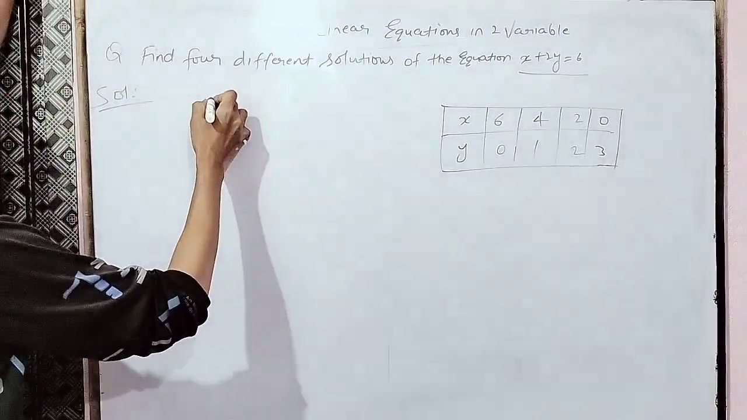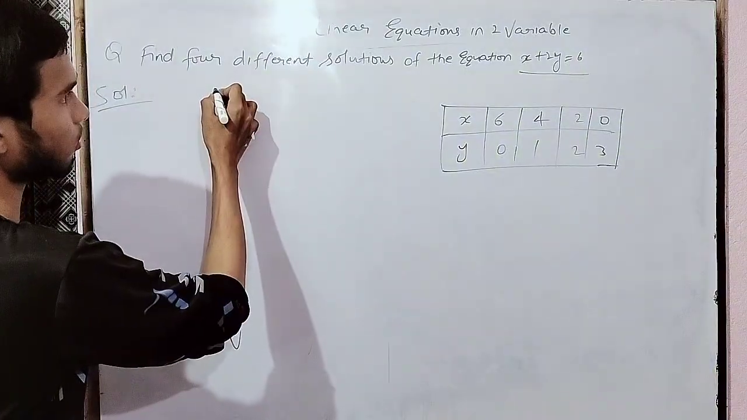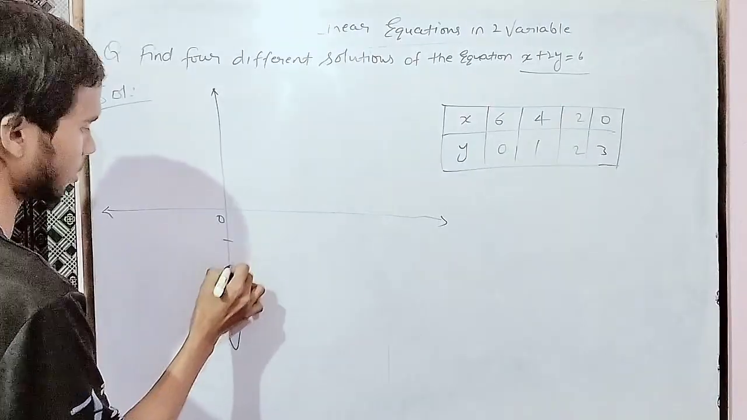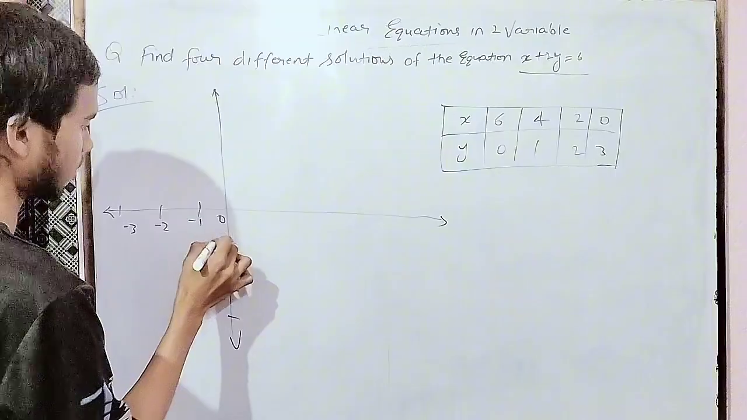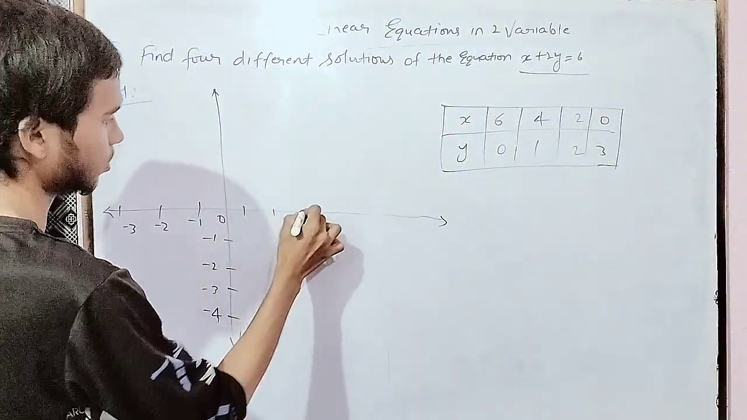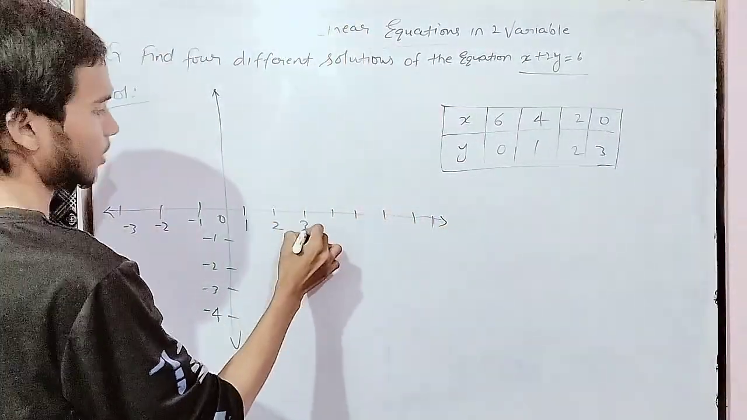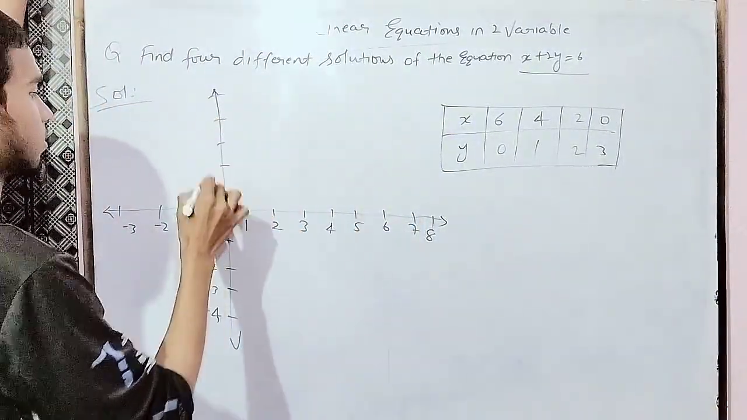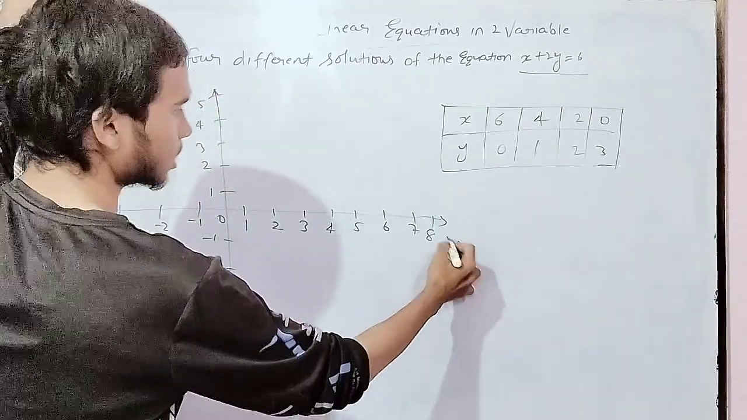Now, y, okay, no problem. 0, 1, 2, 3, 4. 1, 2, 3. Minus 1, minus 2, minus 3. Minus 1, minus 2, minus 3, minus 4. Minus 1. 1, 2, 3, 4, 5, 6, 7. You can go till infinity. 1, 2, 3, 4, 5, 6, 7, 8. 1, 2, 3, 4, 5. This is the y-axis and this is the x-axis.